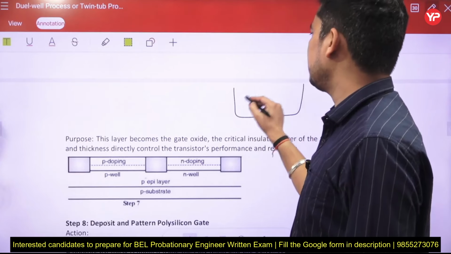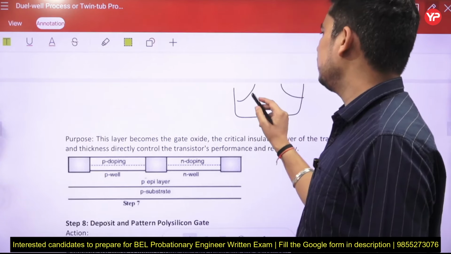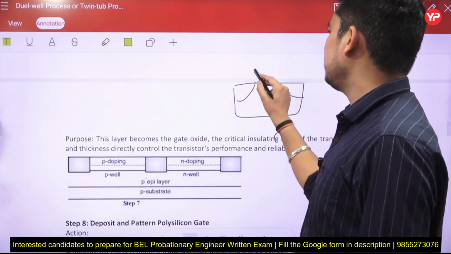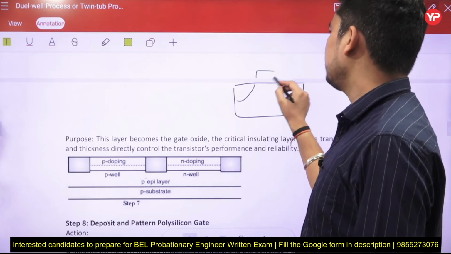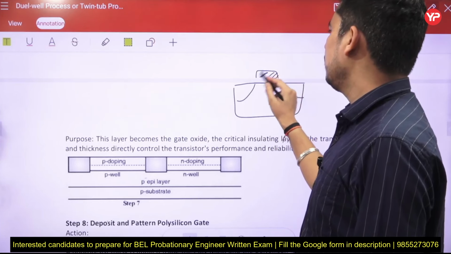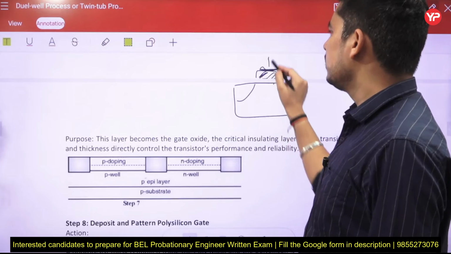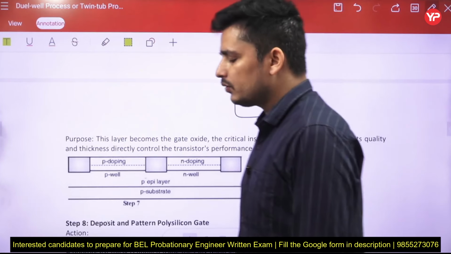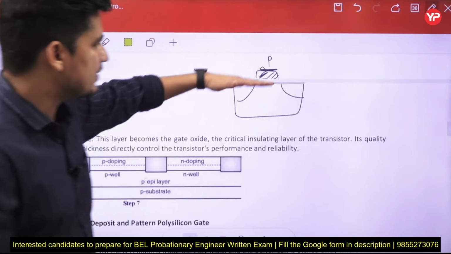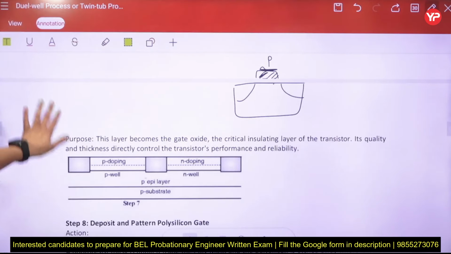If I make an NMOS here, we have a P type substrate and a gate here. Inside the gate we have a SiO2 layer. After that we do the metallization here. So to make this gate, first we make the SiO2 layer here, right?